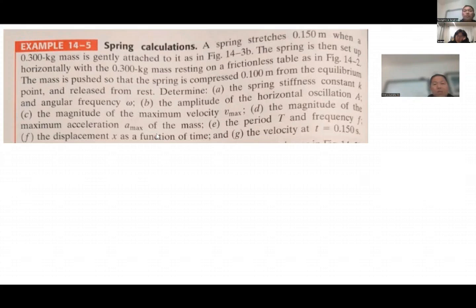Number one, we're going to determine the spring stiffness constant k and angular frequency omega. B, we want to determine the amplitude of the original oscillation A. C, we'll find the magnitude of the maximum velocity v max. D, we have to also find the magnitude of the maximum acceleration a max of the mass. E, now we will find the period T and the frequency f. And F, the displacement x as a function of time, and G, the velocity at t equals 0.15 second.